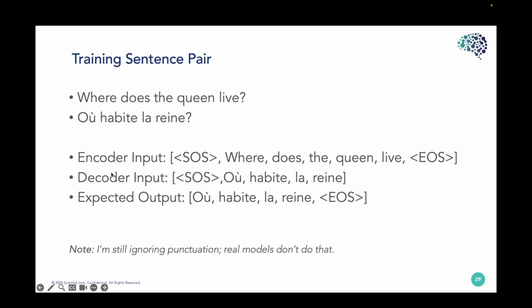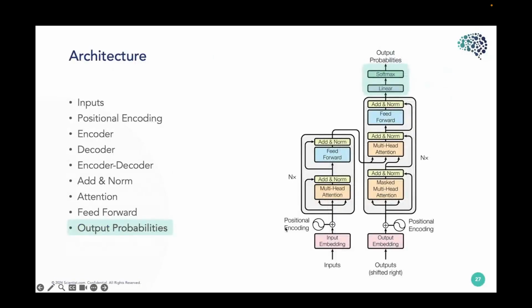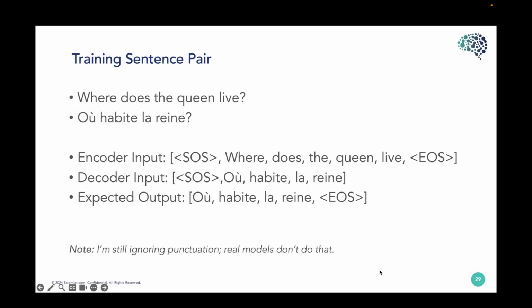Then we're going to set up our decoder input, because two things have to go into this transformer to give us an output. And our decoder input, for training purposes, is going to be our expected output shifted right. We move everything one position to the right, and we prepend it with SOS. So you'll see that in the image, the outputs are shifted right. That means "Où", instead of being the first token, is the second token, right? And we prepend start of sequence. We do not append EOS, because our expected output of the transformer is going to be "Où habite la reine", EOS, end of sequence.